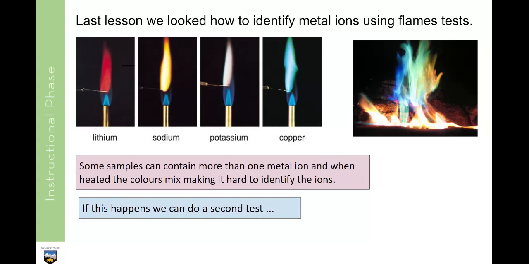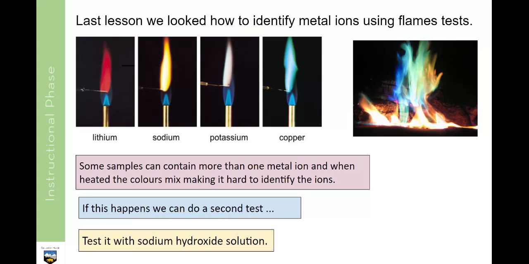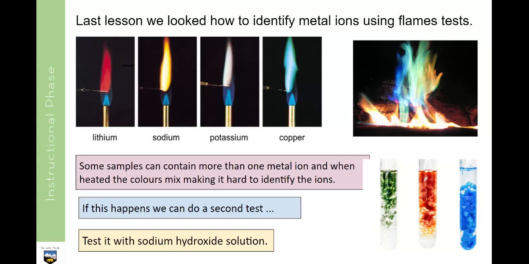And if we do find that we're getting a flame that has given us a mixture of colours, we then need to do a second test. And that test is to test it with sodium hydroxide solution. And this forms a precipitate, a solid formed inside of a liquid. And the colour of the precipitate can show us what metal ion is inside of that sample.